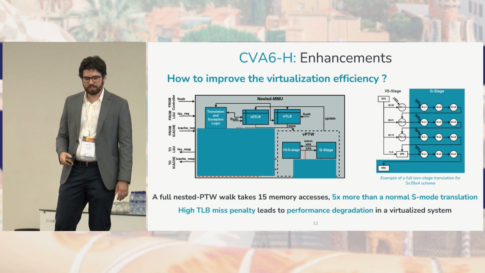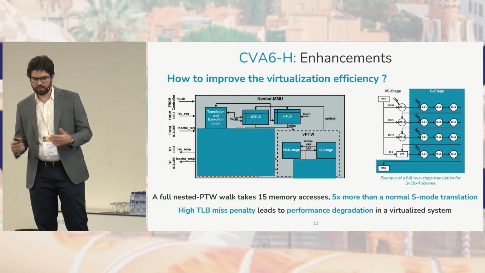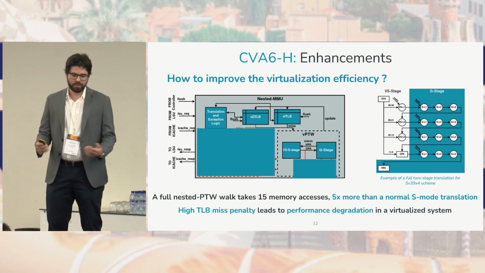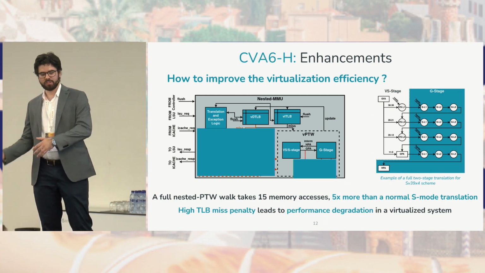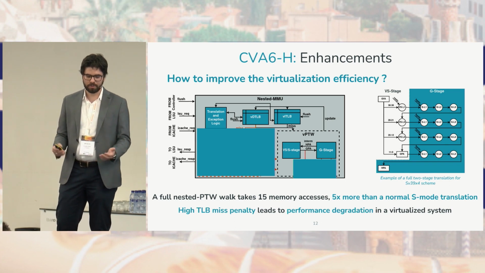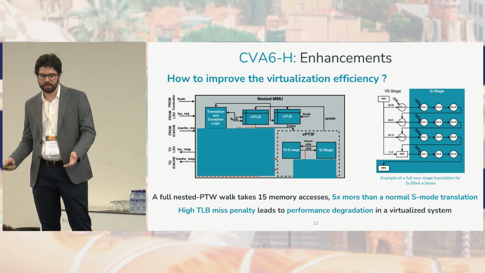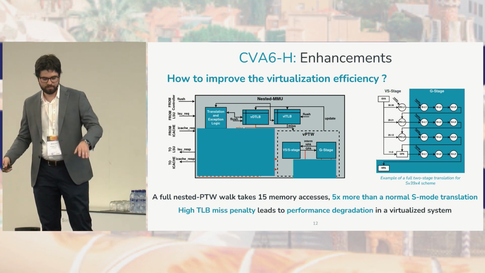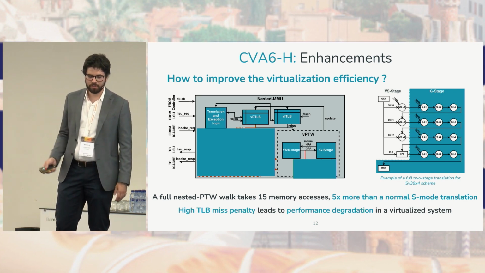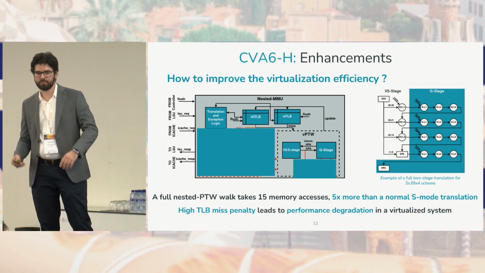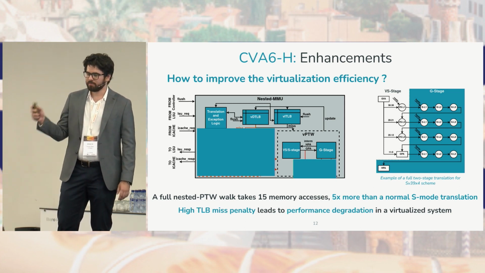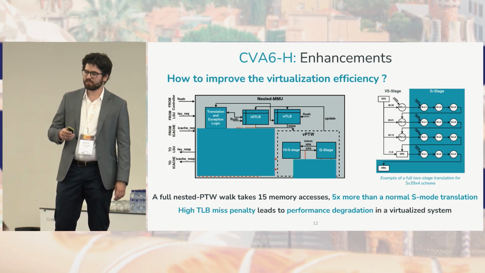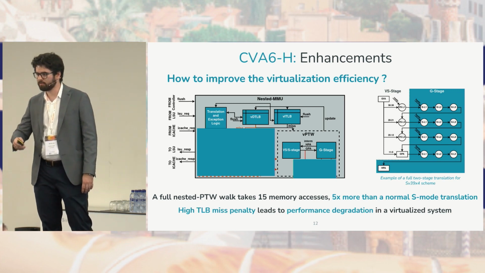One of the things that we wanted to do was find out where the bottlenecks are and what we can do to improve virtualization. We found that adding a new stage of translation adds some complexity and some performance penalties. Mainly, you have around five times more accesses to memory. On the right, you can see a picture of a full translation for a 39-bit scheme. Each circle is basically a memory access. The VS stage is controlled by the guest. The G stage is controlled by the hypervisor.